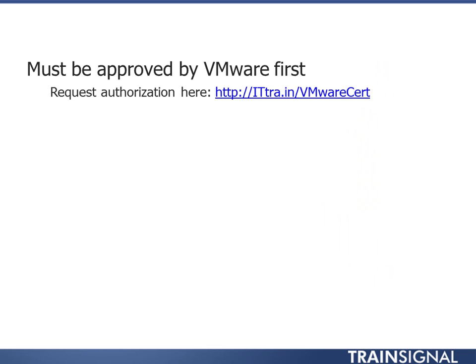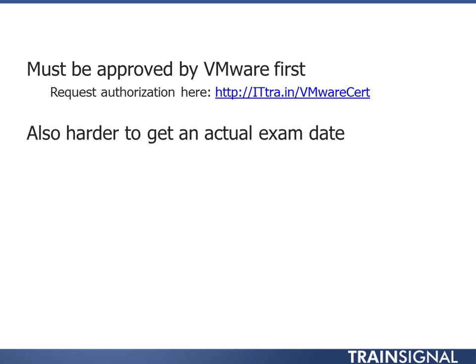First, it must be approved by VMware. You have to ask to take this. So you have to request authorization on the VMware website. Basically, they want to make sure you're already a VCP and all that. That's because there are limited slots for this exam. It is a lab exam. It's running on gear at VMware somewhere, so there's only so many slots. They can't have 1,000 people take this at one time like you can with a lot of View exams. And that request can take a little while. I think it took me 3 or 4 days to get mine back. So factor that in. And then it's also hard to get an actual exam date.